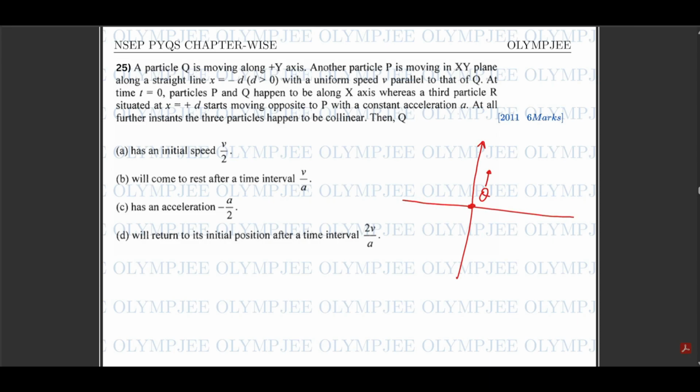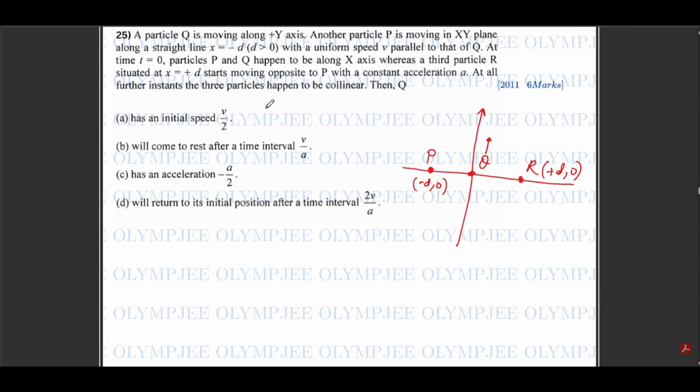Another particle p is moving in the xy plane along a straight line x is equal to minus d with a uniform speed v parallel to that of q. At time t is equal to 0, particles p and q happen to be along the x-axis, whereas a third particle r situated at x is equal to plus d comma 0 starts moving opposite to q with a constant acceleration a. At all further instants, the three particles happen to be collinear.